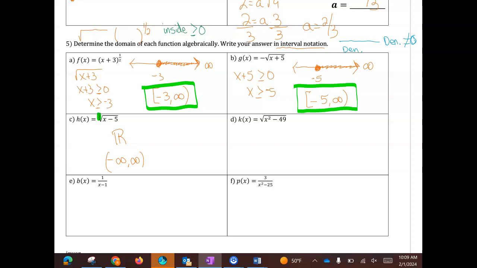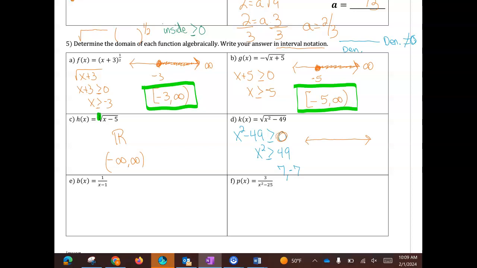D, I have another square root. So whatever's inside the square root has to be greater than or equal to 0. So I'm going to add the 49. And then I'm going to square root 49 for 7 and -7. Because I have two answers and I have an alligator, I'm going to put a picture to this so I can see where my alligator's happy. So here's my number line.